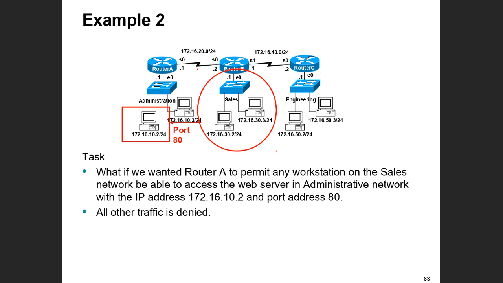So what if we wanted router A to permit any workstation on the sales network to be allowed to access the web server in the administration network, and all other traffic's denied? So what's the business case here? Well, everybody in the sales department should be able to key in orders to the web-based order entry data system that has been implemented over the administration server, the one in the square red. So only people in the sales department can access 172.16.10.2 port address 80.